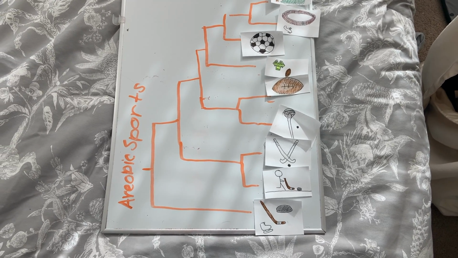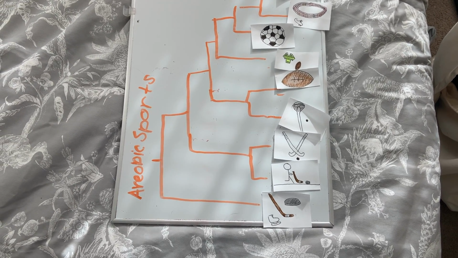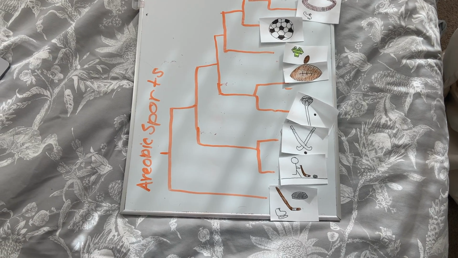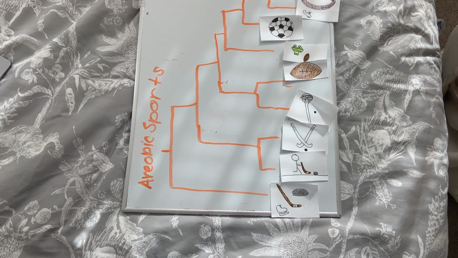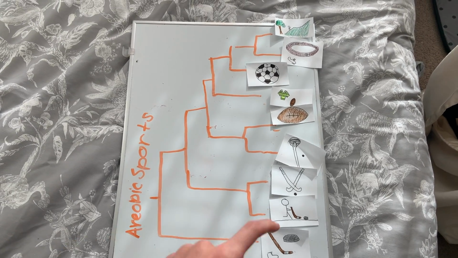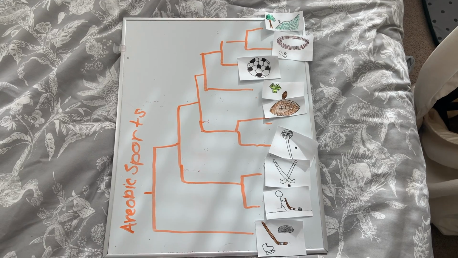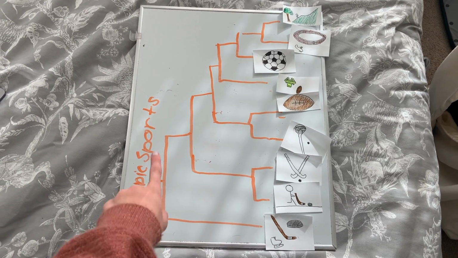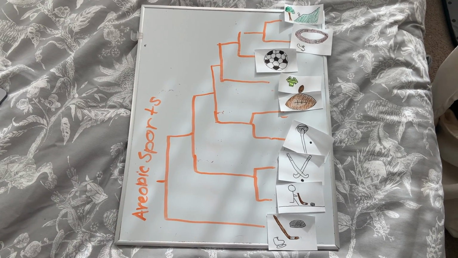Hi, I'm going to explain phylogenetic trees using a sports example. I'm going to explain important vocabulary about phylogenetic trees before I start talking about why I organized the tree the way that I did. So first, all of these sports are called branches, and they all stem from a common ancestor, in this case, aerobic sports.